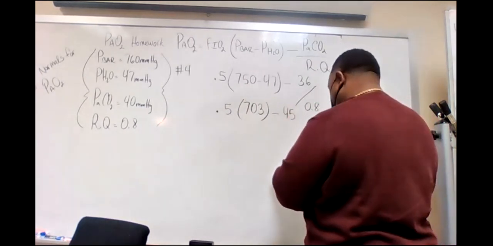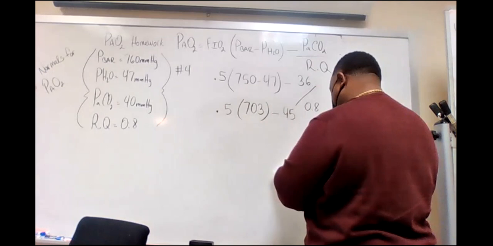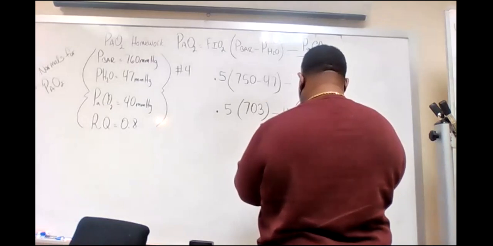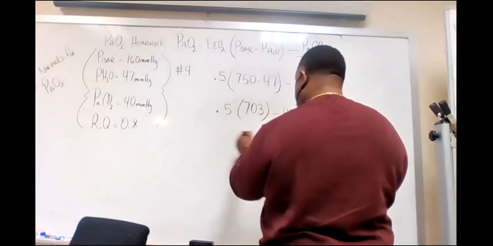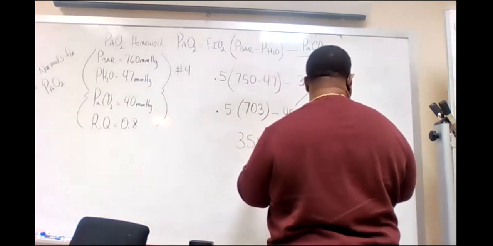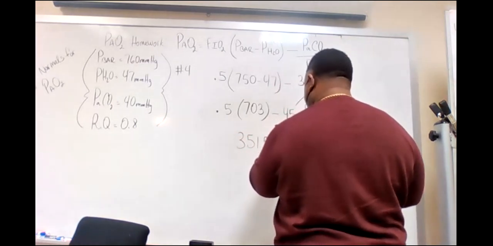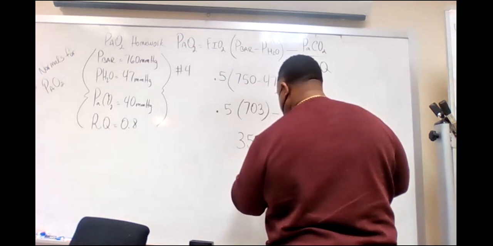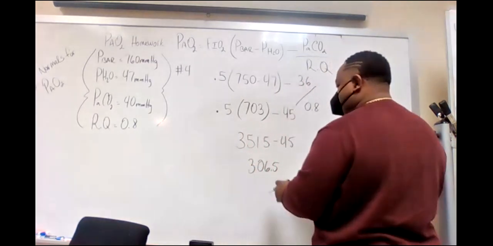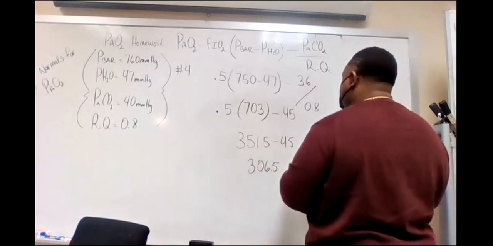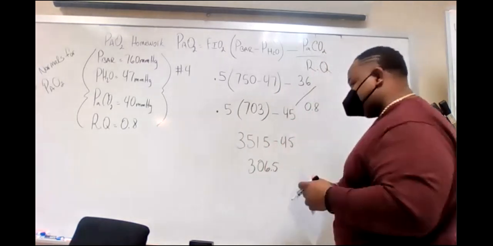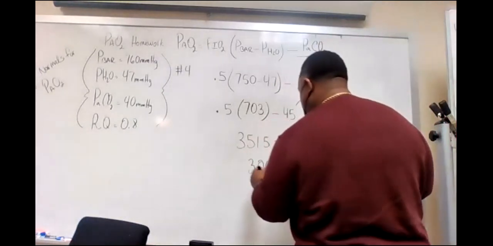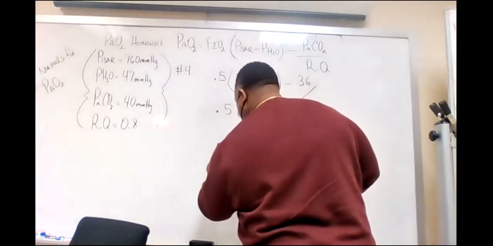Then you have 0.5 times 703, and that is 351.5. Minus 45 gives you about 306.5. You might get a couple of decimals off depending on how far you went with the decimal. It's not going to be any answer that is two decimal tenths off or anything like that. Don't overthink it. All right, 306.5.